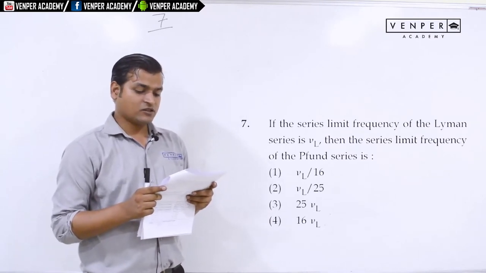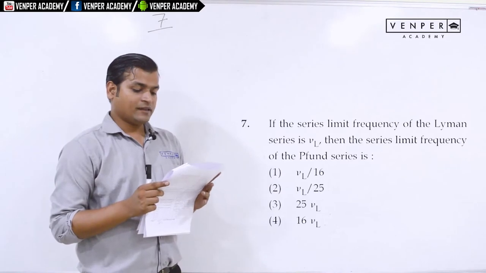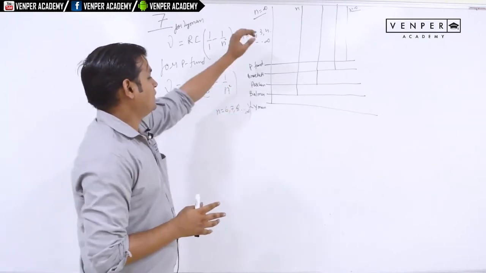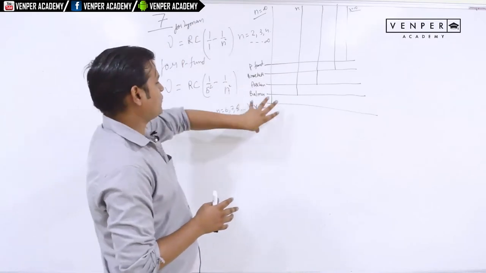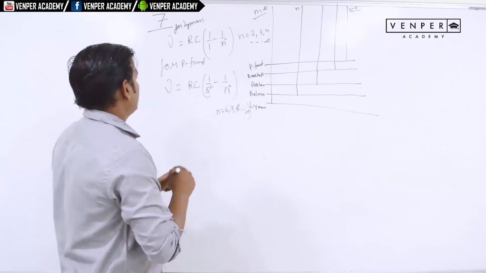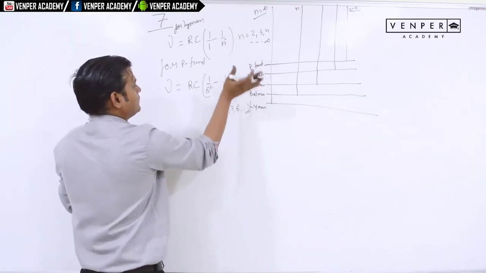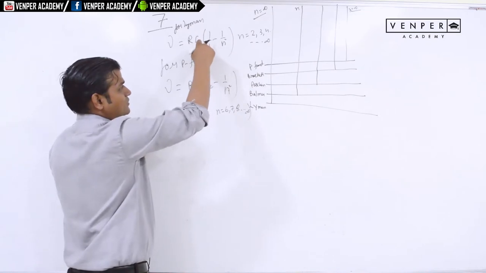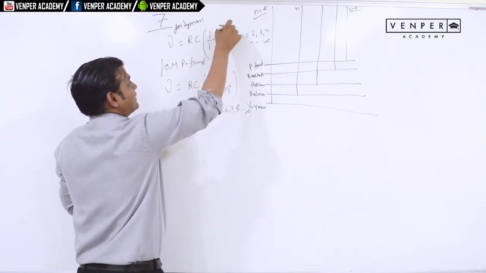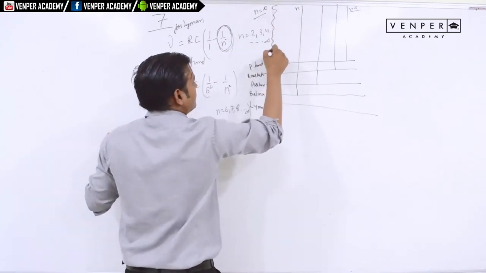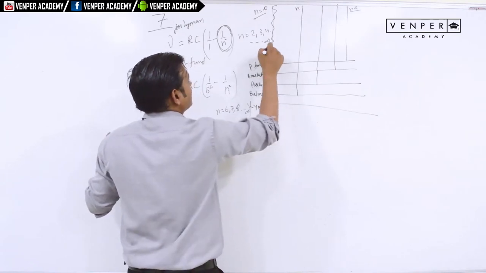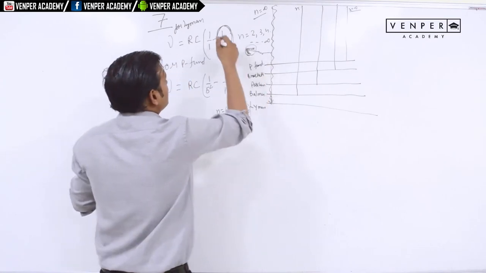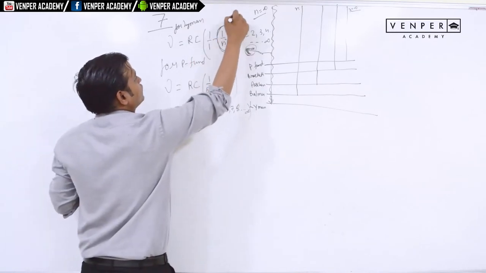If the series limit frequency of the Lyman series is VL, then the series limit frequency of the Pfund series is. In this question, they are saying that the series limit frequency for Lyman is given as nu naught. Clear? Series limit frequency means the maximum frequency. Here, when the electron is excited, or simply coming from infinity, the energy of the spectrum we get is at that limit.